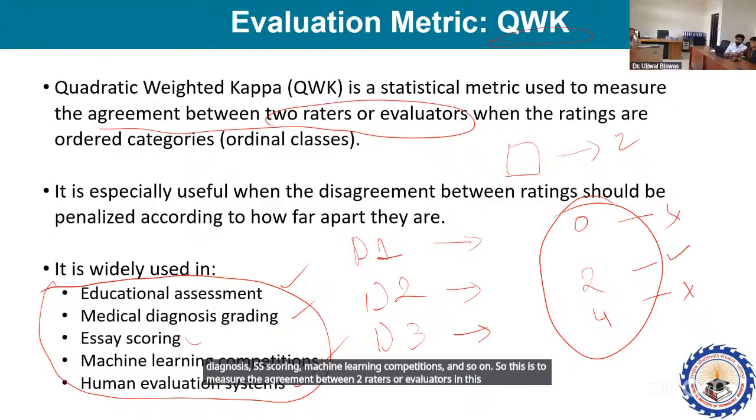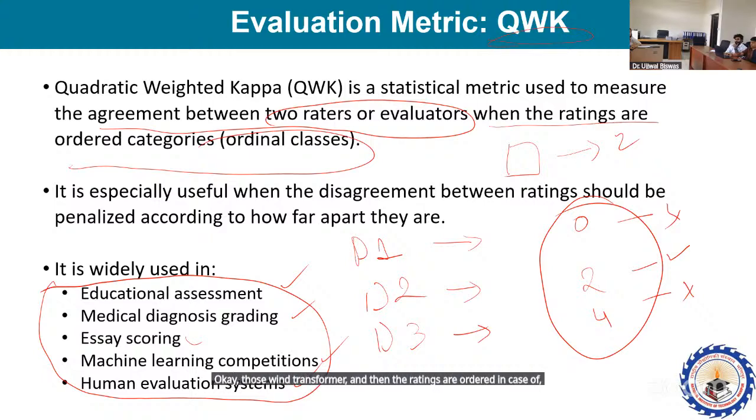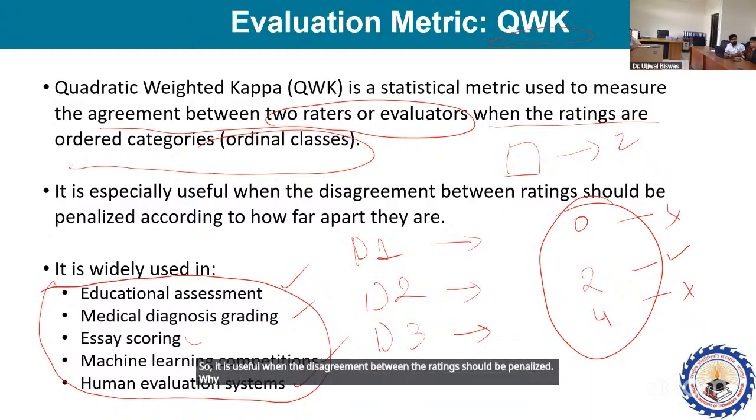In our case, our raters are going to be AI, those in transformer, and then the ratings are ordered in case of categories, classes, right? Okay, for 0 class to 4 class. So it is useful when the disagreement between the ratings should be penalized. Why that is required, especially in our diabetic retinopathy, is that okay, in this case we are entirely confused, right?